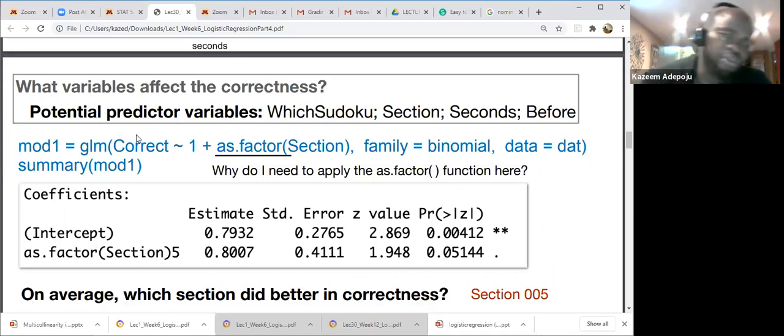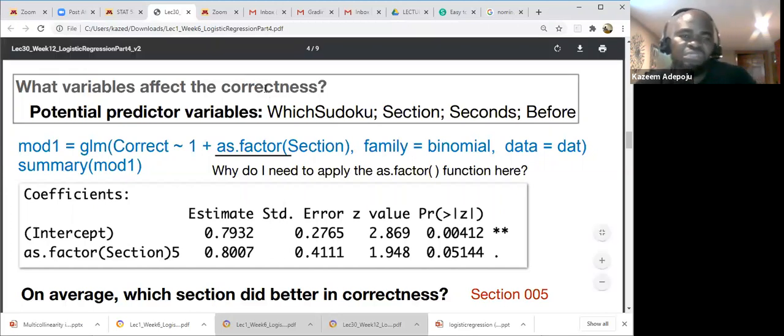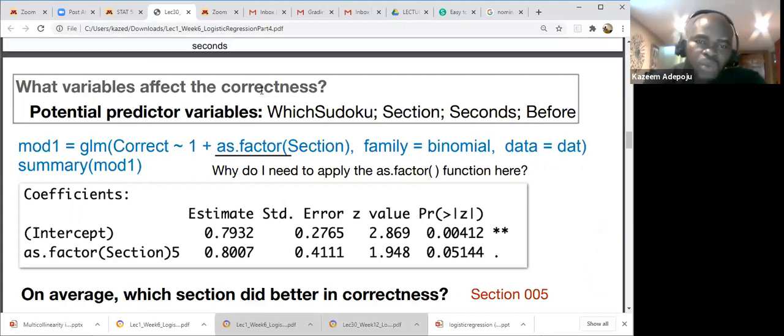Going by the goal of this research, we have identified which Sudoku game, the section you belong to, the completion time, which is measured in seconds, and your knowledge of the game would go a long way in predicting the correctness. So it means the correctness is going to be the response. These are the potential predictors.